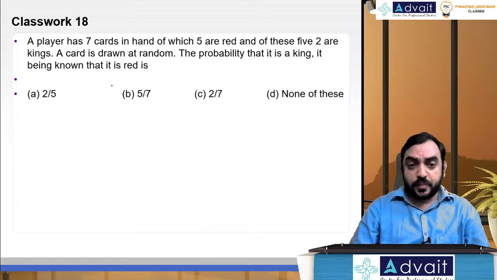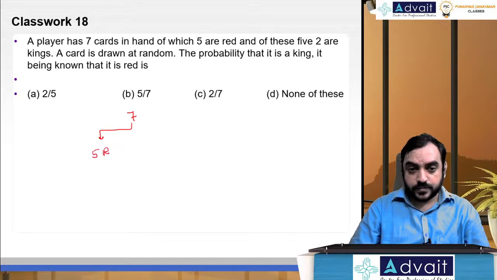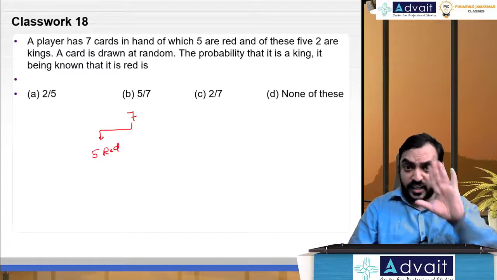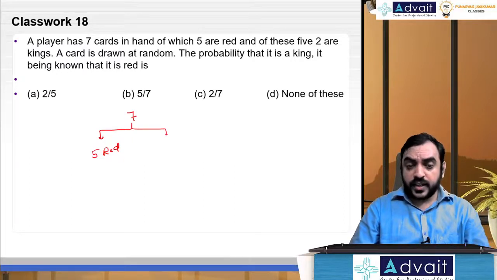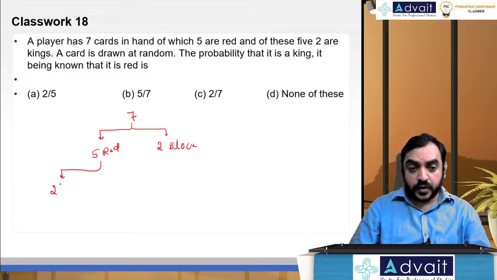Okay. So the player has 7 cards. In the 7 cards, 5 are red. They are given that 5 are red, and 5 red means obviously 2 are black. And of these 5, 2 are kings. So of these 5 red, 2 are kings, and the remaining 3 must be others.